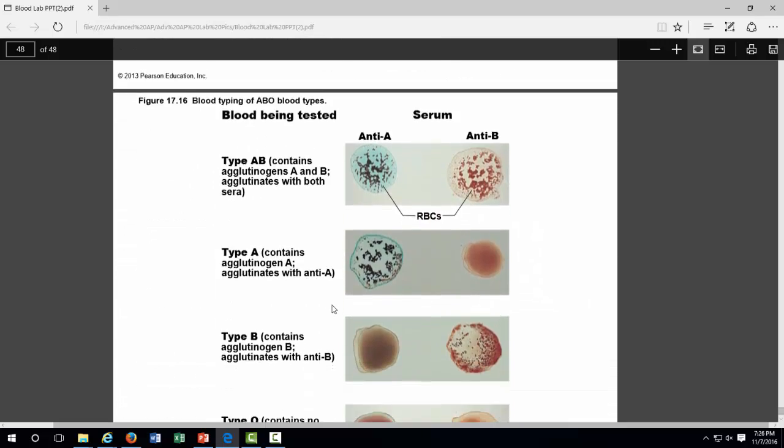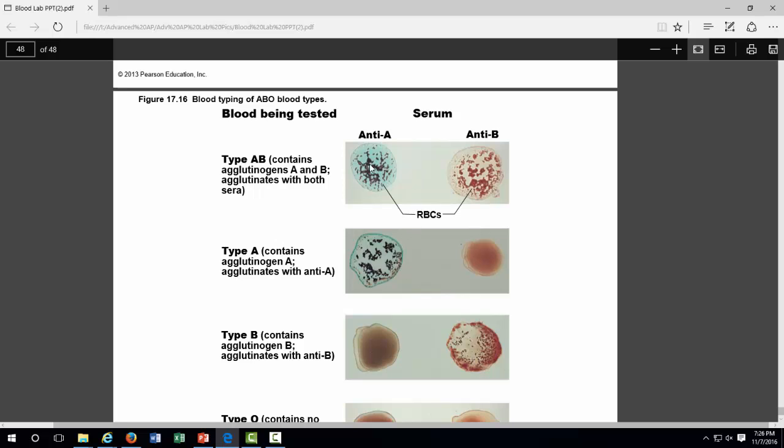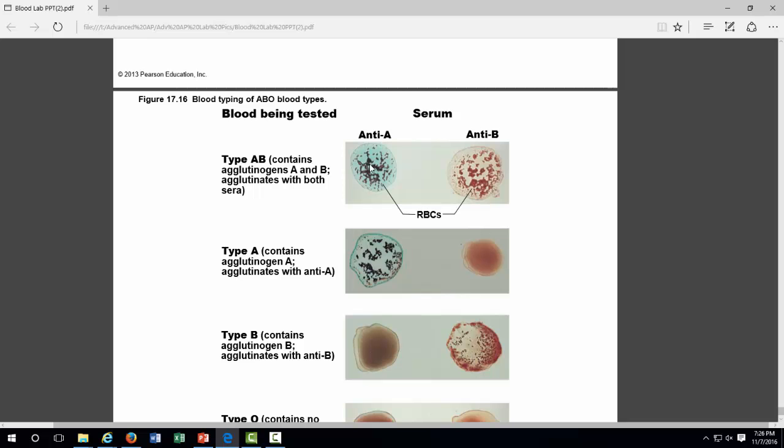So here's an example. This is what you're going to do today. You're going to put 2 drops of blood on your slide. Actually 3, because we're going to test you for Rh also. We call that antibody D. So you're going to put 3 drops of blood on your slide. And then I add serum that contains antibodies in it. That's what anti-A means. Anti-A means I added antibody A to this blood. Did it clump?